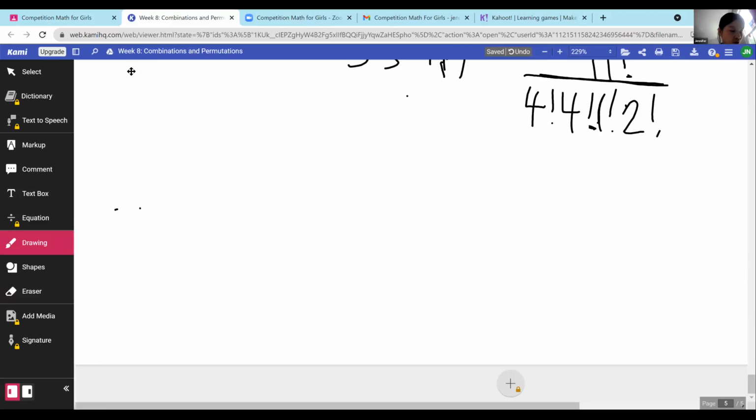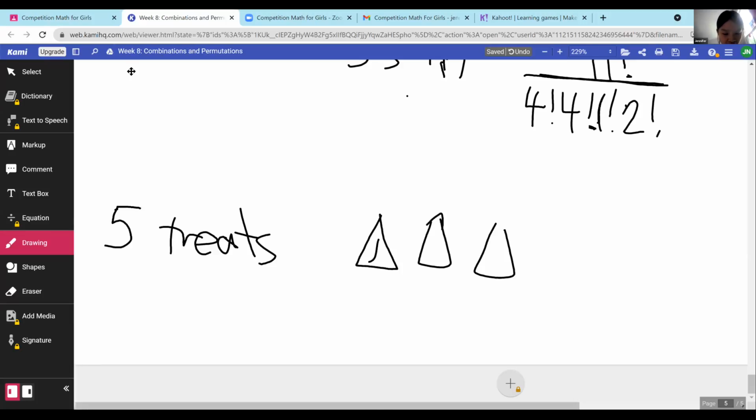Now there are 5 treats. And they'll be distributed to 3 kids. They're named J, L, and W. How many ways are there to distribute them such that J gets 2, L gets 2, and W gets 1?